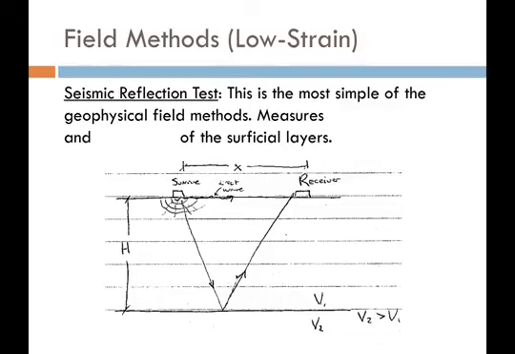So the most basic geophysical test that we can perform is called a seismic reflection test. The seismic reflection test is going to measure the wave propagation velocity and the thickness of our superficial layers. So this test is going to assume that we have a two-layer soil system and that the second layer is going to have a higher propagation velocity than the first layer, that it's going to be more dense and it's going to be more stiff.